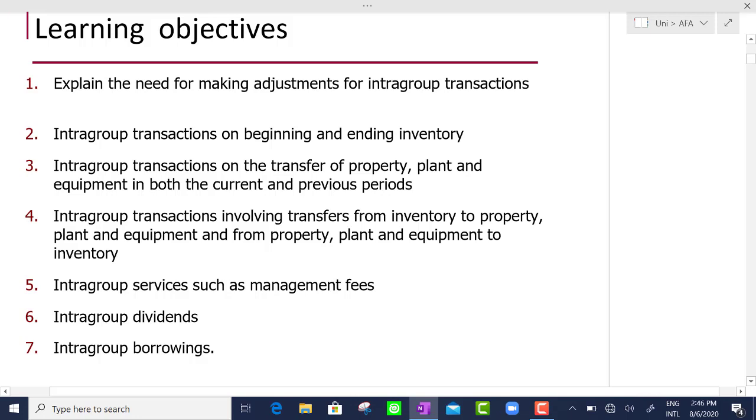Okay, number five, intergroup services such as management fees, consultation fees, advisory fees, etc. And how to adjust for the intergroup dividends. And lastly, how to adjust for the borrowings in between the entities in the group. Okay.